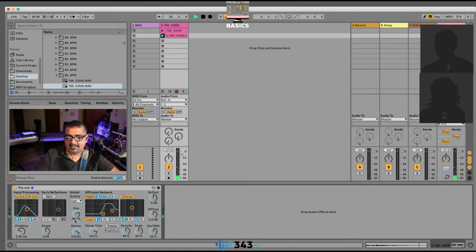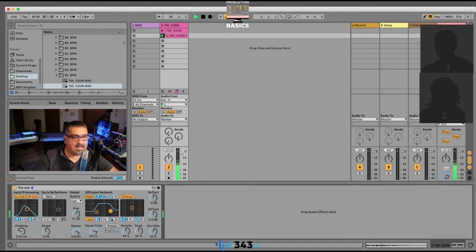Because if it was really size, it would have a measurement here, and it just has a number from 1 to 500. Okay, but those are the kind of relevant parameters in here.